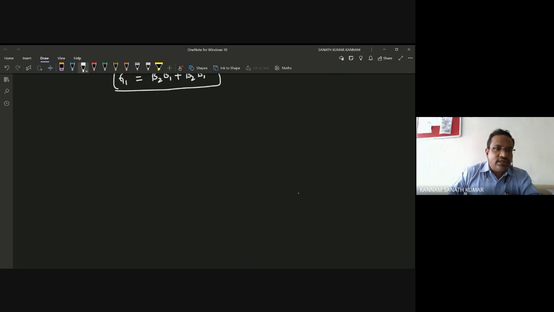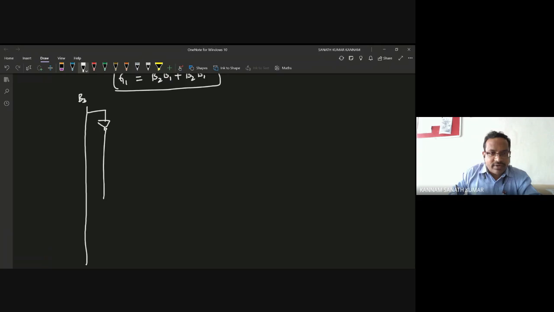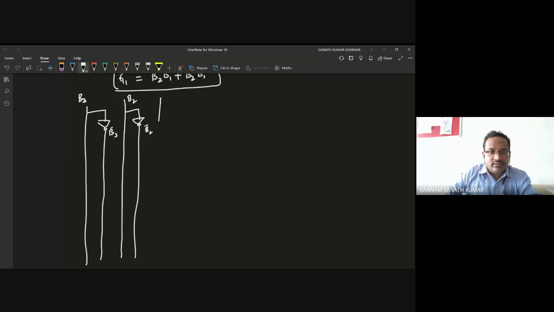Okay. So you have the two inputs, three inputs. So those are B3 binary inputs and its complement B3 bar, and next B2, B2 bar, complement of that, and next B1, okay, B1 bar.